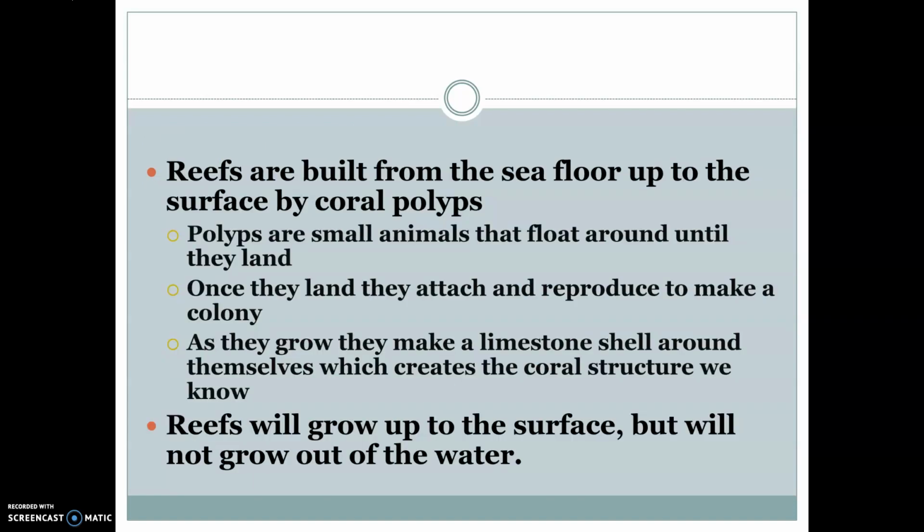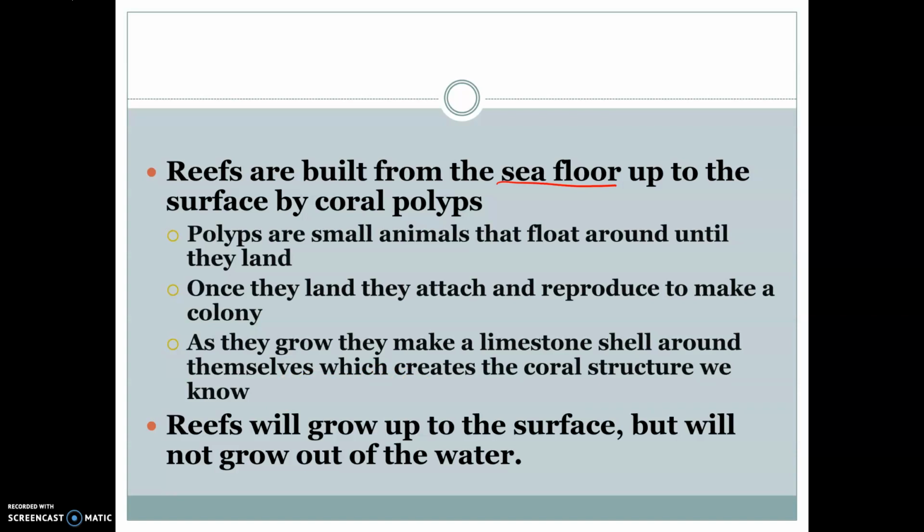Reefs are built from the seafloor up by coral polyps. Polyps are small animals that float around until they land. Once they land, they can attach, reproduce, and make a colony. It's important to remember that coral is a living organism. As they grow, they make a limestone shell around themselves, which is why coral is very hard and rough, and which creates the coral structure we're familiar with.